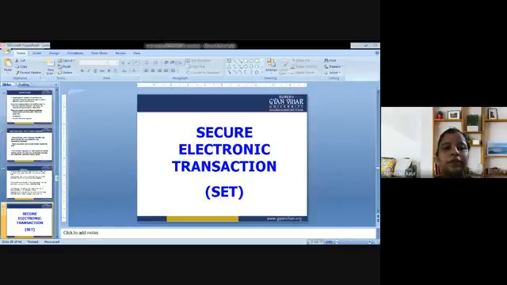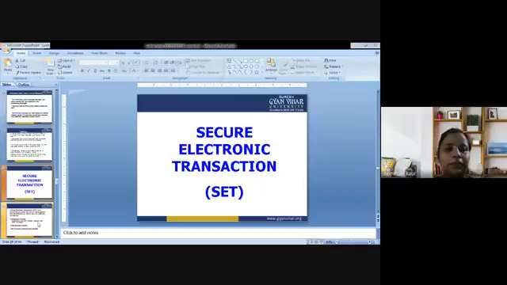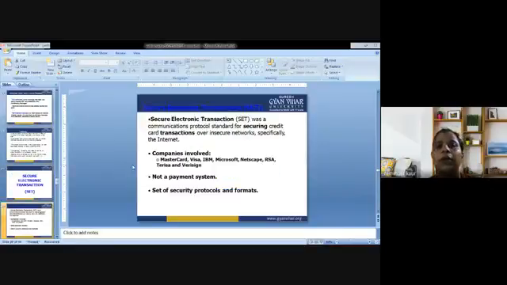So let's discuss what is basically the transaction. It is a communication protocol standard for securing credit card transactions over insecure networks, specifically the internet. So companies involved could be MasterCard, Visa, IBM, Microsoft, Netscape, and VeriSign. It is not a payment system, it is a set of security protocols and formats.